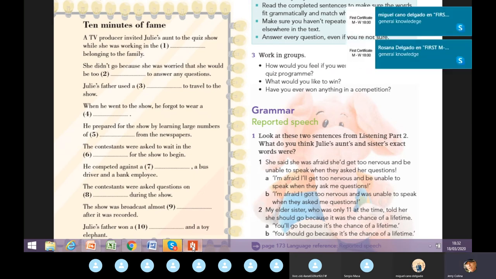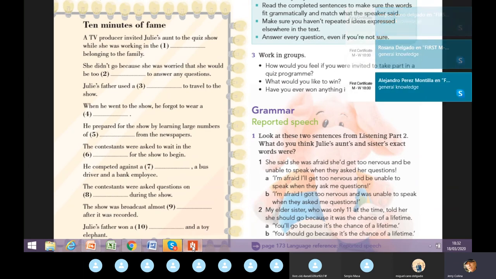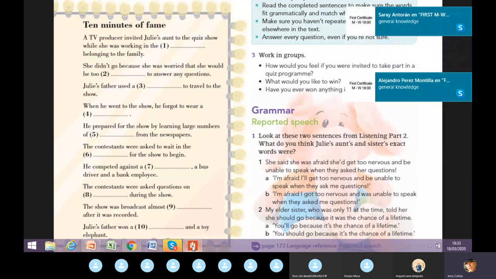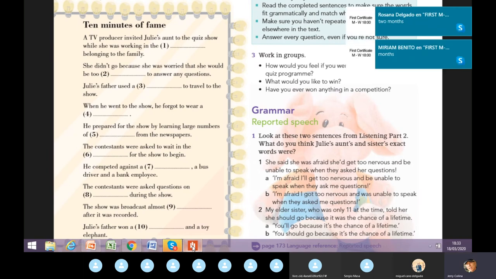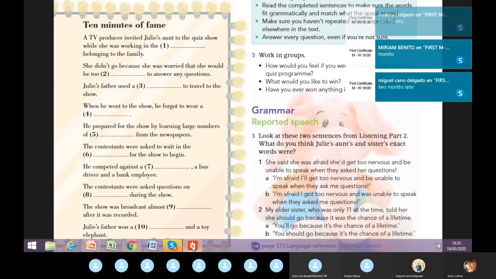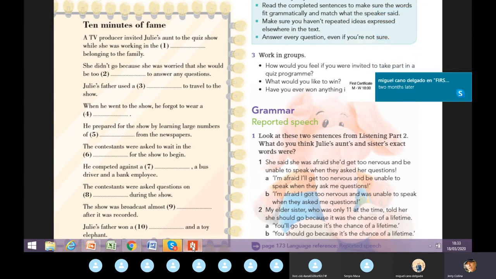On general knowledge, Mike, Rosie, Alex coincide. Sarai also, yes, friends, that's the answer. General knowledge. The show was broadcast almost, blank, after it was recorded. What did you write in the blank? Two months for Rosie, months for Miriam, two months later for Mike.